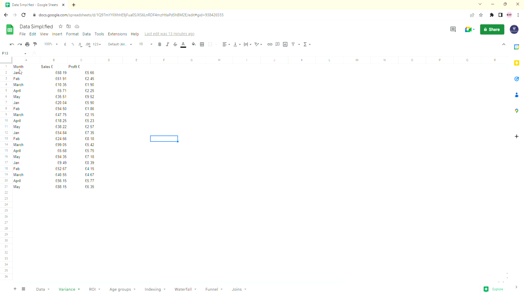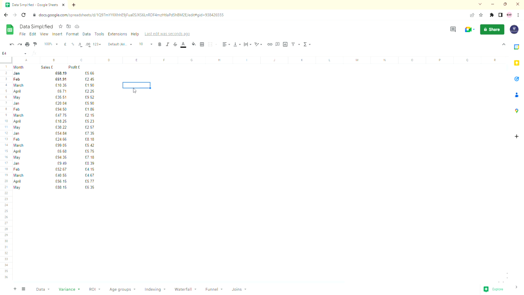So what we'll do is, we'll see here that we have some fictional sales again from Data Simplified Clothing. We have months down here, we have sales here, and we have profit here. So all we're going to look at are these first figures here. I'll put them in bold. For January and February, the sales amount, and we're going to look at the variance in them.